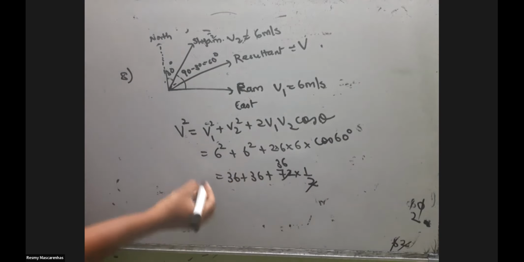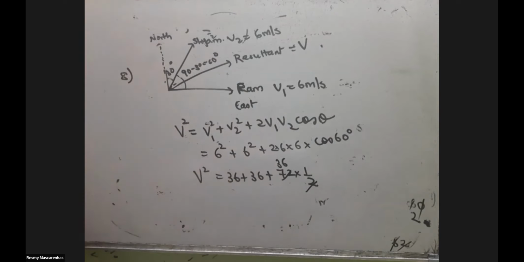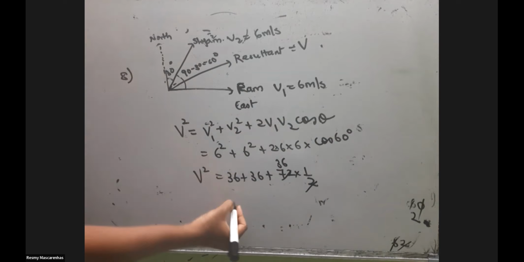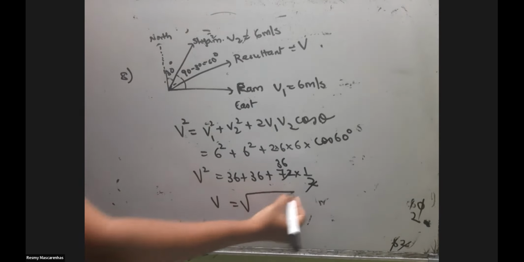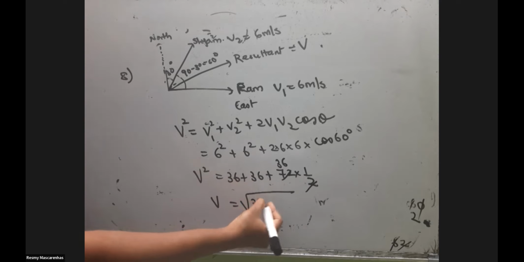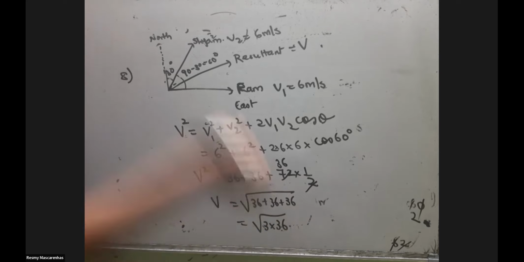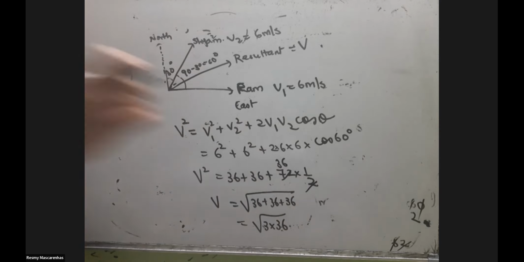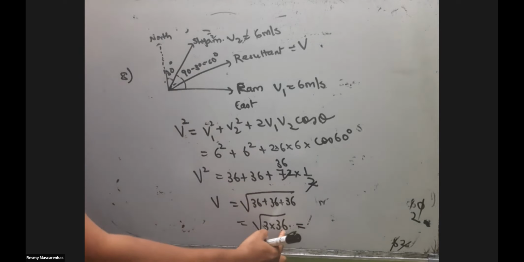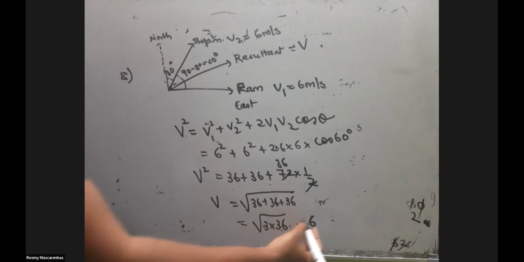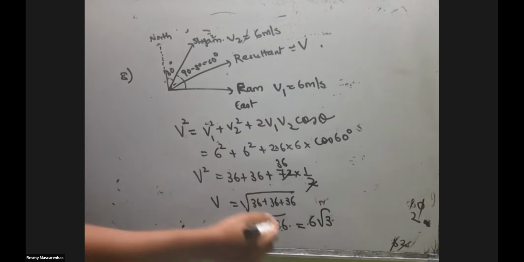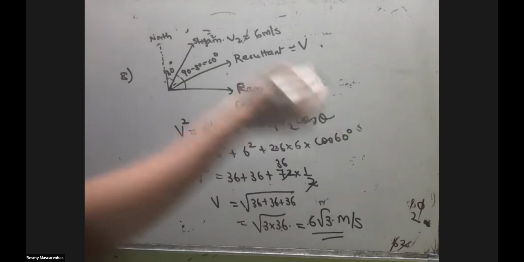Again 36. See, again don't waste time. If you have the same number, like a plus a plus a, then because V is anyway root of 36 plus 36 plus 36, we can directly do 3 into 36. You can add also, but again you'll have to find factors, so it's a waste of time. So the square root of 36, you know, is 6. What remains inside is just root 3. The answer is 6 root 3 meters per second.